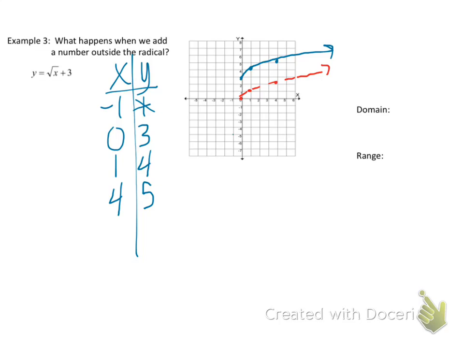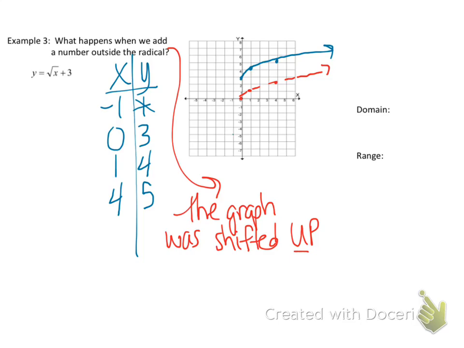So what does happen when we add a number outside the radical? Take a moment and see if you can answer that. The graph was shifted up. And how many units up was it shifted? It was shifted up 3, that number that's being added outside.